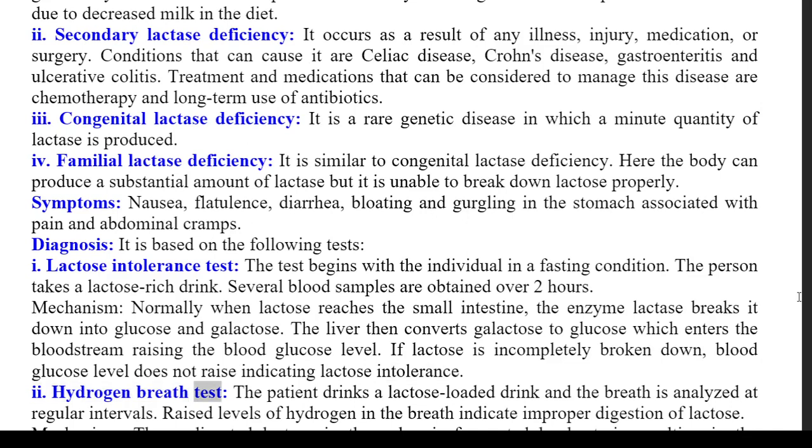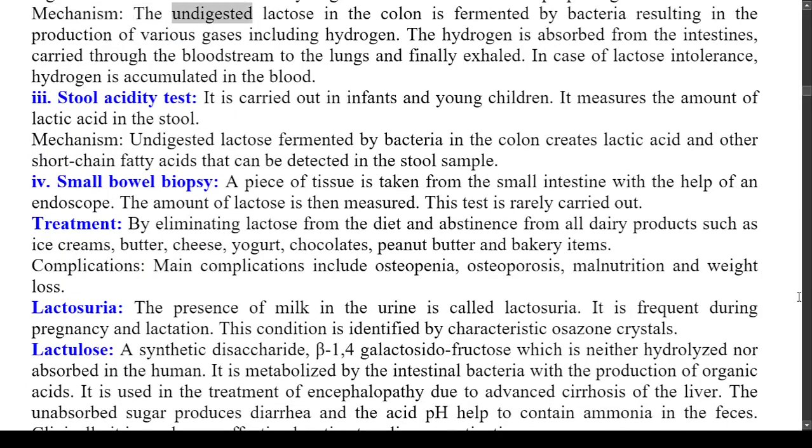2. Hydrogen breath test. The patient drinks a lactose-loaded drink and the breath is analyzed at regular intervals. Raised levels of hydrogen in the breath indicate improper digestion of lactose. Mechanism: the undigested lactose in the colon is fermented by bacteria resulting in the production of various gases including hydrogen. The hydrogen is absorbed from the intestines, carried through the bloodstream to the lungs and finally exhaled. In case of lactose intolerance, hydrogen is accumulated in the blood.